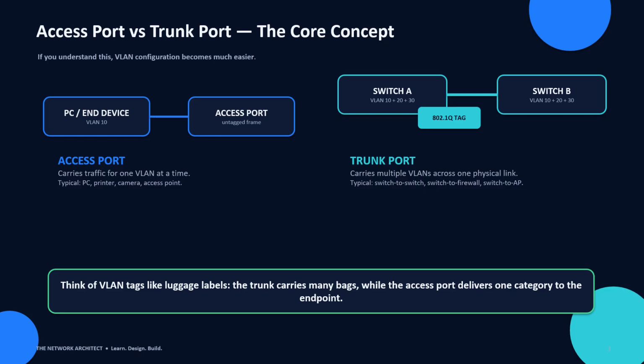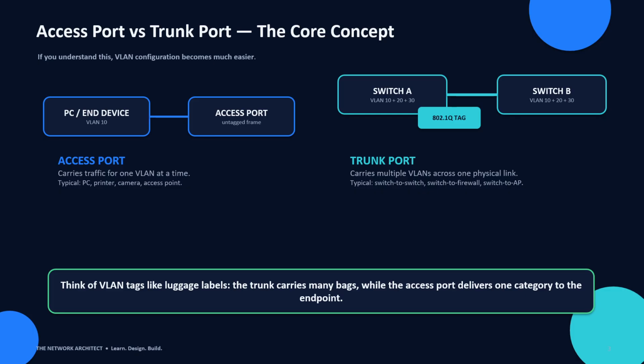For example, a computer connected to VLAN 10, a CCTV connected to VLAN 40, and a printer connected to VLAN 20. Now let us understand the trunk port. Imagine we have two switches. In switch A, we have configured VLAN 10, VLAN 20 and VLAN 30. In switch B also we configured VLAN 10, VLAN 20 and VLAN 30. Now we want to connect these two switches.